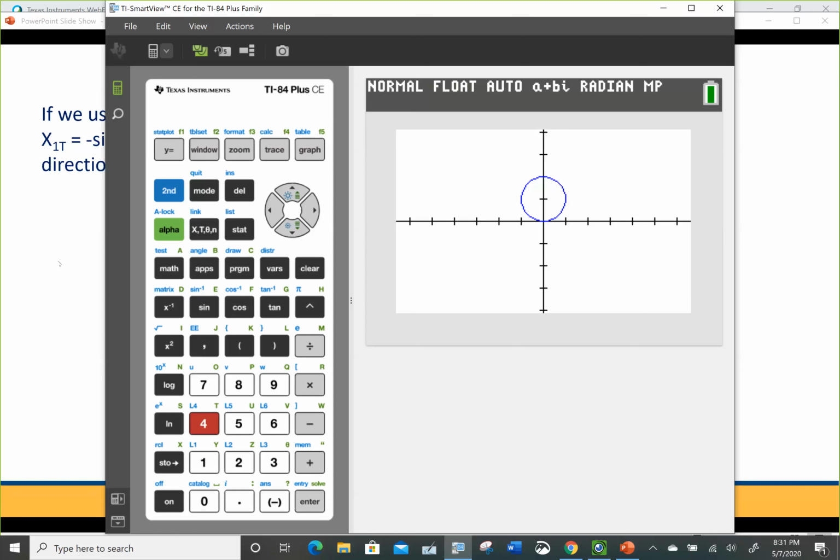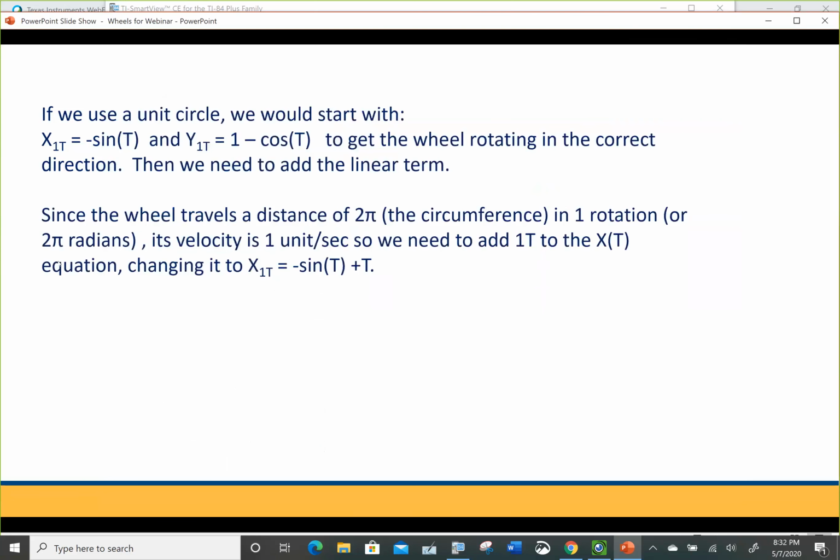Now, this time, t is going to represent time, not angle. Since the wheel travels a distance of 2 pi, which is the circumference, in one rotation, which is 2 pi radians, or in our case, I'm going to call that 2 pi seconds, its velocity is going to be 1 unit per second. So I'm going to add 1t, okay? That's distance equals velocity 1 times t, the time, to the x sub t equation. So let's go back and fix this.